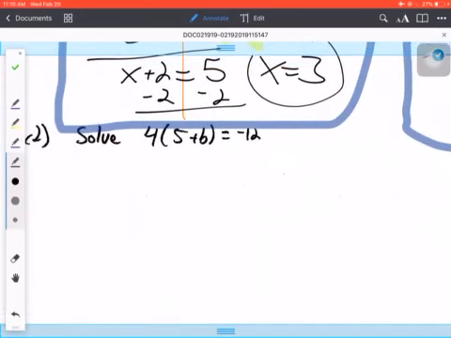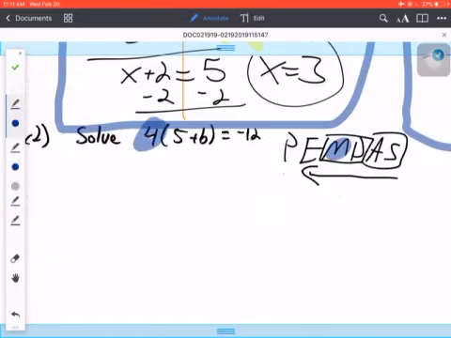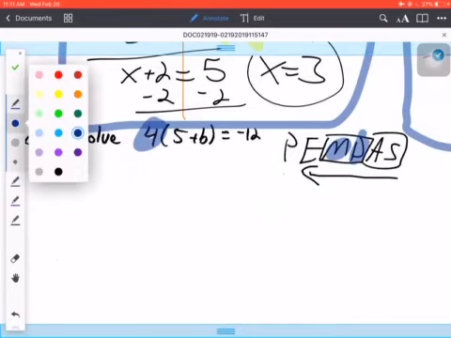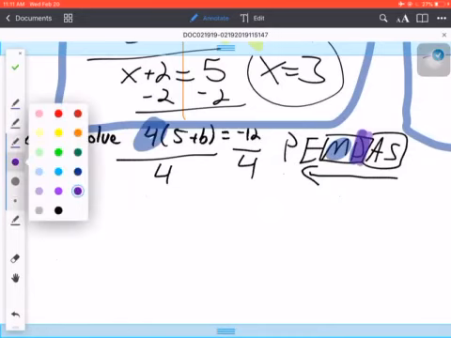All right, so PEMDAS. First thing that's being done is parentheses and then multiplication. So as I go back this way, I'm going to do the multiplication, take care of that first. There is multiplying that's happening right here, so they're going to divide to get to our next step. We're going to divide both sides by 4. Let's draw our line.